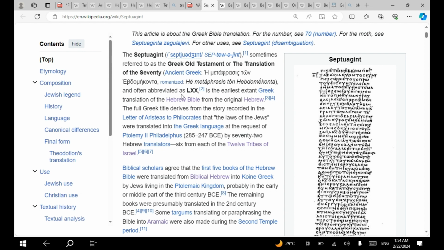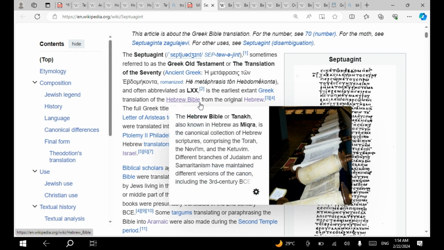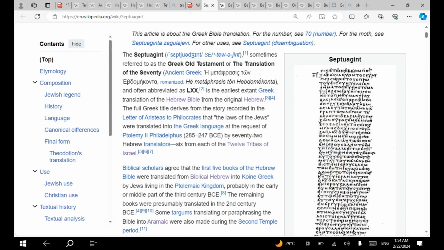And often abbreviated as what? The LXX is the earliest extant Greek translation of the Bantu Bible, not Hebrew. Greek does not know Hebrew. How can you tell me that Greek translated from Hebrew? Greek knows nothing about Hebrew. It was Ptolemy that, because he had a relationship with the Bantu. Yes, by then it seems they had a relationship with the Bantu during the reign of the Maccabees, when Maccabees was, yes, read Maccabees 1 to 2, first Maccabees, second Maccabees.